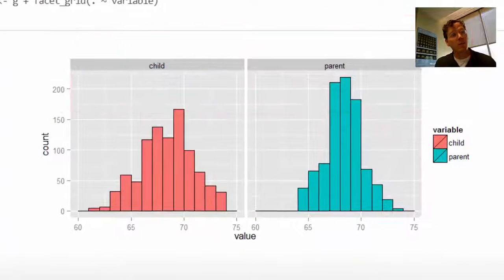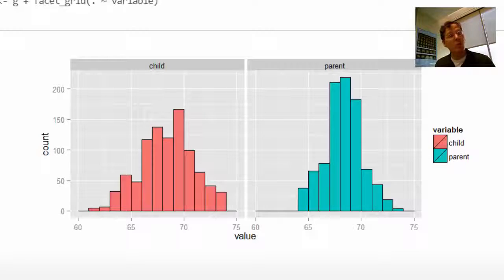On the left, I have the children's height. The x-axis is in inches. The scale goes from 60 inches to 75. The y-axis is the count, the number of children that fall in each bin of heights. On the right, in the more bluish teal color, I have the parents' heights. I've broken the association between the children and the parents by not doing a scatter plot and only looking at the marginal distribution of the children and the marginal distribution of the parents by themselves.